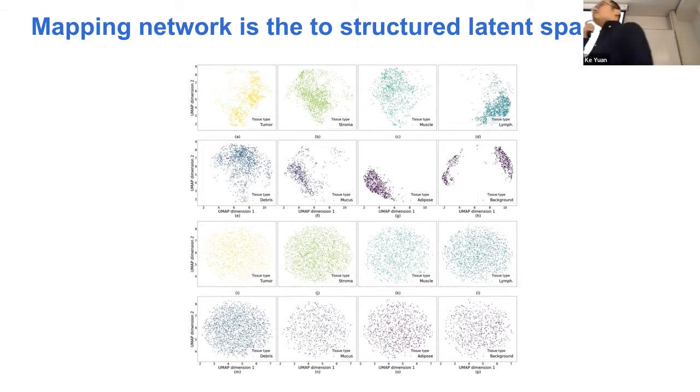Yes? What is the dimensionality of this latent space? How many dimensions were the images reduced to? So the original, if I remember correctly, I think it's around 1024. This is UMAP, just a two-dimensional representation.